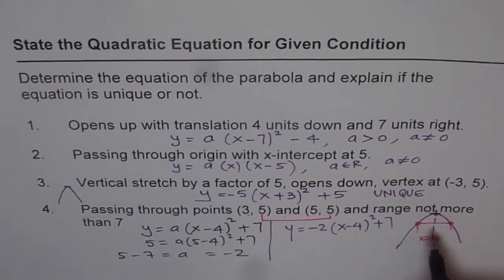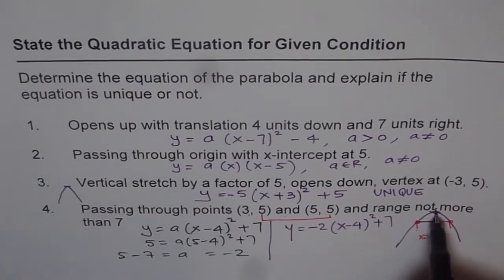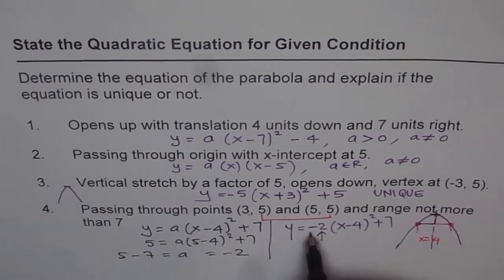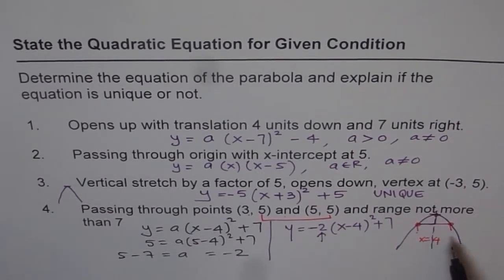Even otherwise, we could have got the equation. I will tell you how. The points are at 3 and 5, so the axis is at 4. In a step of 1, you're going up by 2, right? So that is how you get 2. Since the parabola is opening downwards, we get the minus sign. So we could have got this value of a with logic also. But the standard way is finding it by substituting a point, and that is how you should be finding it.